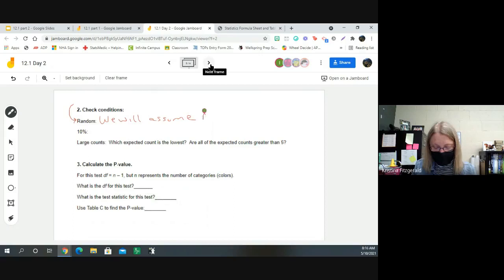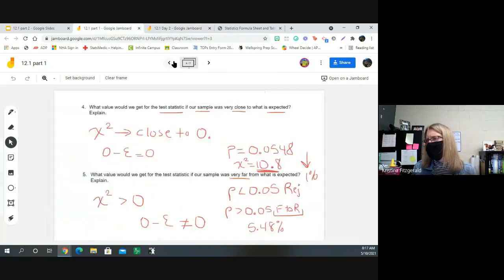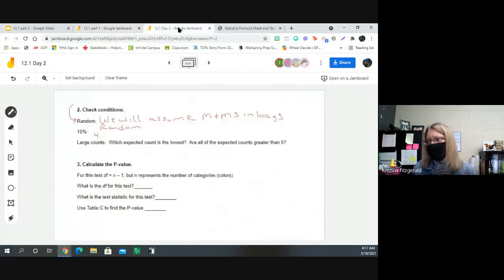So we will assume the M&Ms in the bags were random. And then if you were at home you had the simulator, the little dots. The 10% condition is like it's always been. We're going to assume, I think we had 480, yeah, 480. We're going to assume our 480 M&Ms is less than or equal to 10% of all M&Ms ever made. So those two look the same.